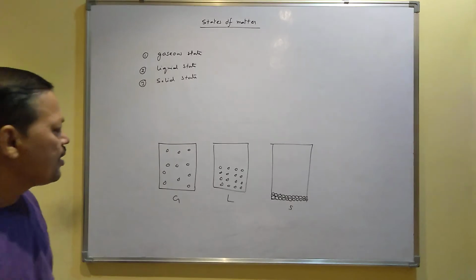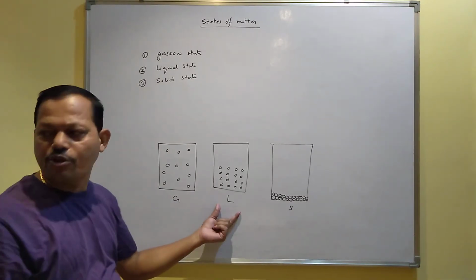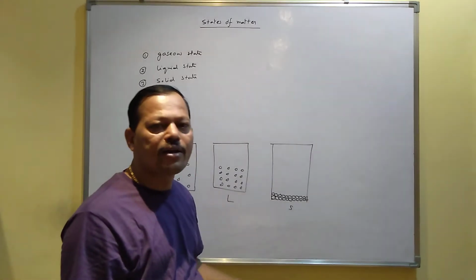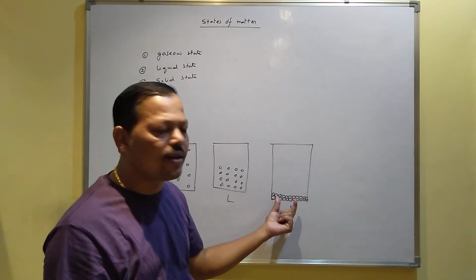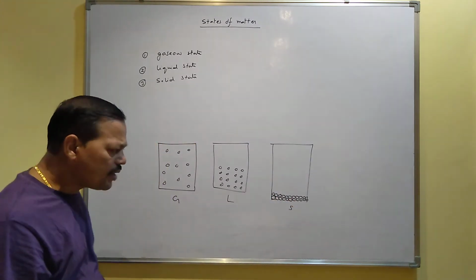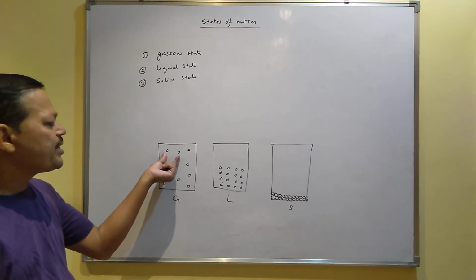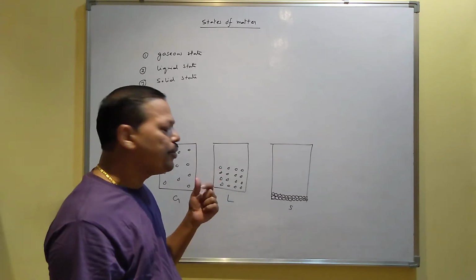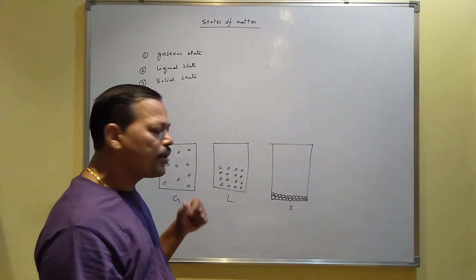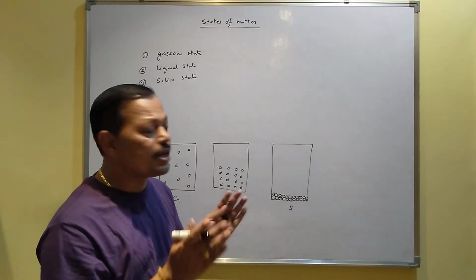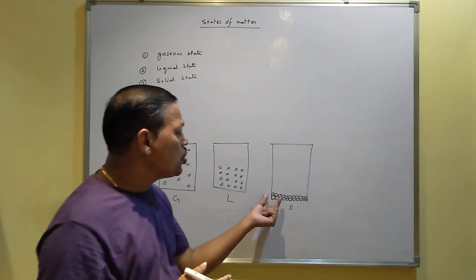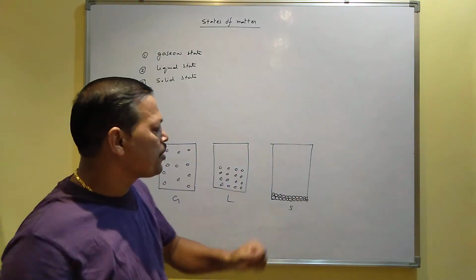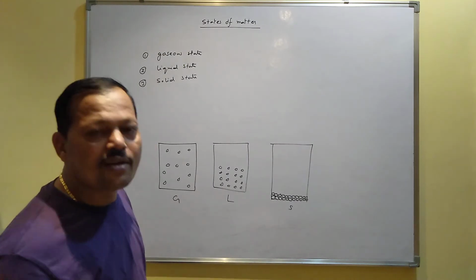So in case of gas, the intermolecular force is negligible. In case of liquid, they have little bit of force of attraction in between the molecules. In case of solid, they have strong force of attraction, and that is why the molecules are attached with one another. And in gas, the intermolecular distance is more due to less force of attraction. In liquid, the intermolecular distance is less as compared to gas, and in case of solid, the intermolecular distance is very small due to strong force of attraction in between the molecules, and that is why the molecules are closely attached with one another.